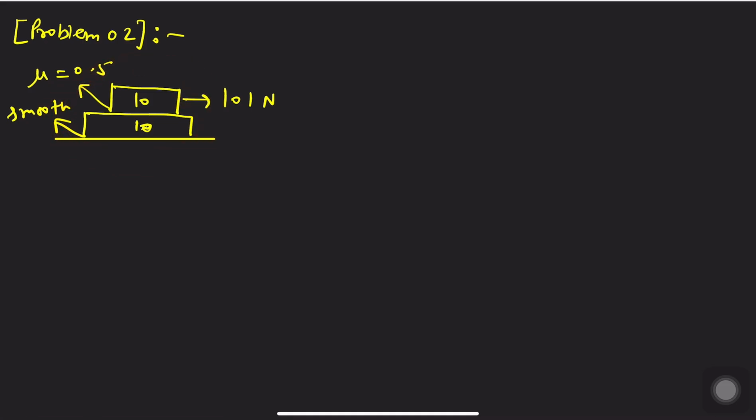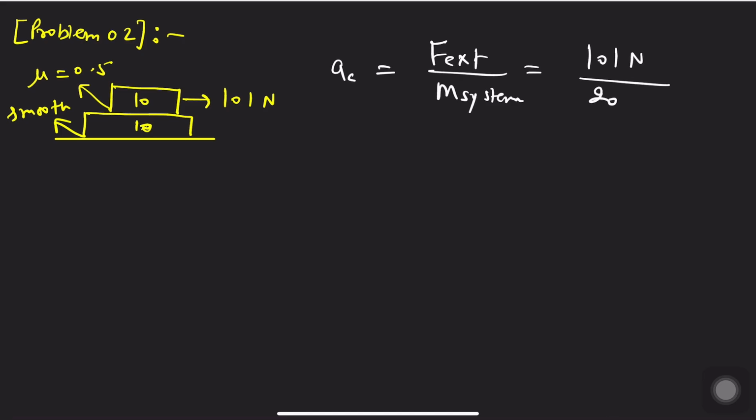101 Newton only. There is no other force acting on the system externally. So the common acceleration will be F external divided by the mass of the system. That is 101 Newton divided by 20, so it will become 10.1 divided by 2, which is 5.05.